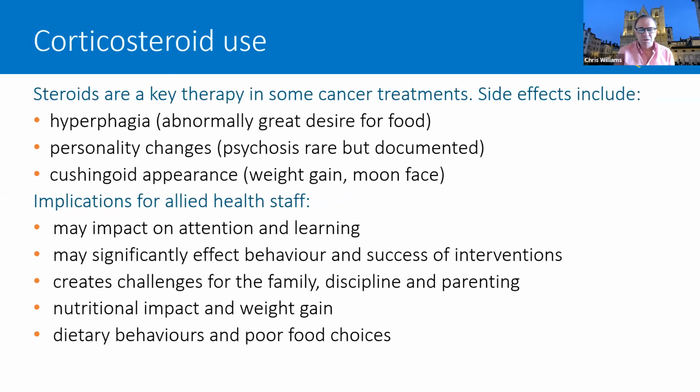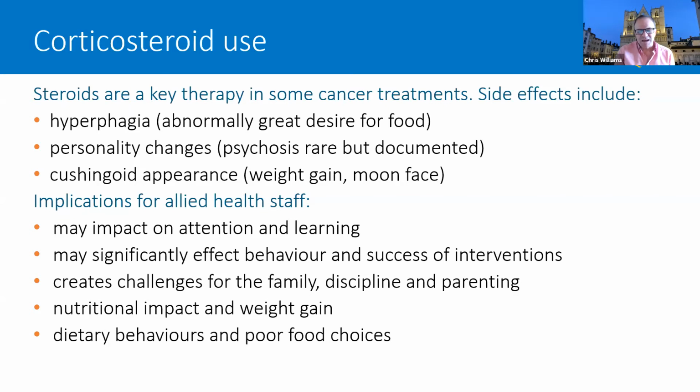And most children with leukemia at some stage will develop this Cushingoid appearance, where they're getting weight gain in places they normally wouldn't get because of the steroid use, and it means they get a bit of a moon face and lots of weight gain, and that can be hard to deal with as well. So this can impact on attention, it can impact on their learning. Steroid use can significantly affect behaviour. You only have to speak to parents of children that have been treated for leukemia to tell you that.